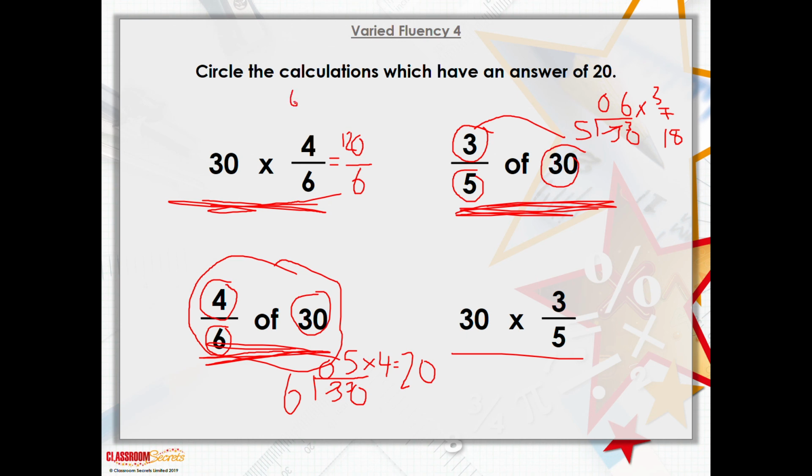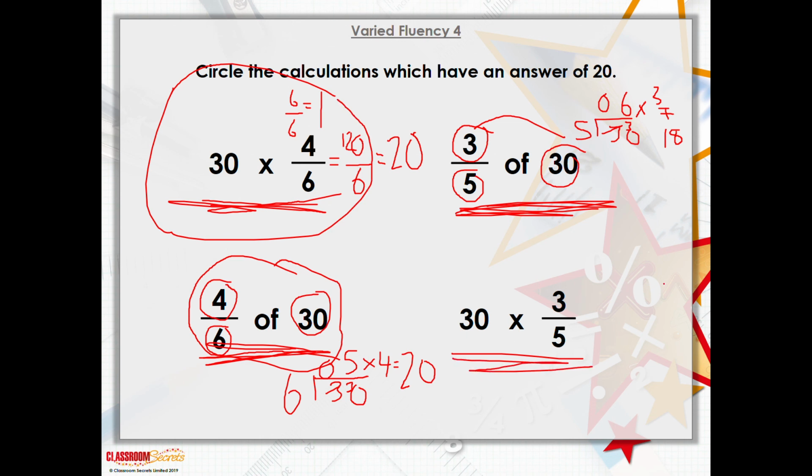I know that 6/6 equals 1. So I'm going to apply my knowledge of multiplication to find out how many lots of 6 equal 120. Now I know that 10 sixes equals 60, and then 20 sixes equals 120. So 120/6 is actually 20 whole numbers. So that matches. I'm just going to find now my last question, which is 30 times by 3/5. Let's have a look.